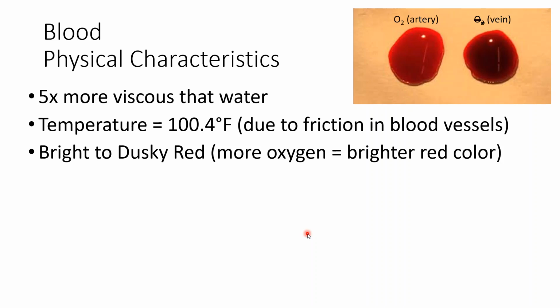Now, the difference between oxygenated blood versus deoxygenated blood is bright to dusky red. So you can see right here, this is a bright red. This is going to be blood that's in an artery. This is full of oxygen. It's going to have a brighter red color. Now, you probably have not seen arterial blood. I hope you haven't seen arterial blood.